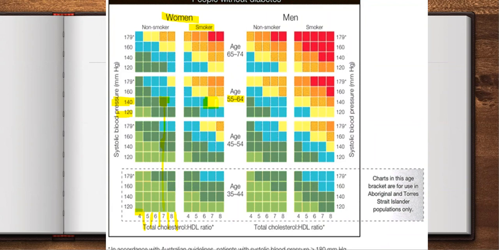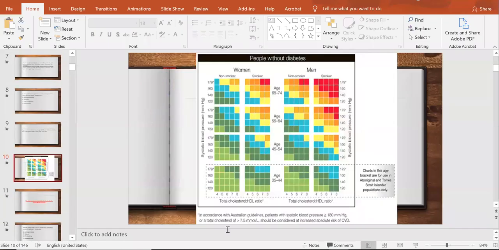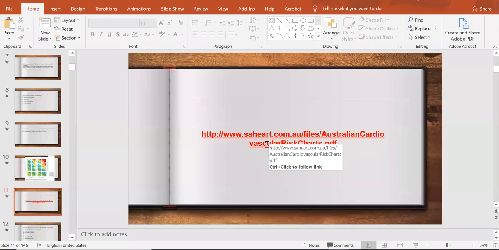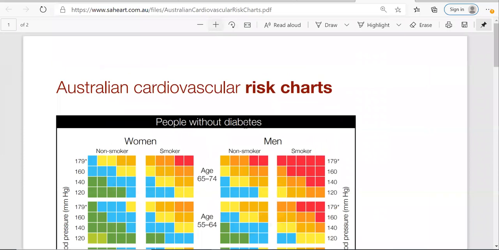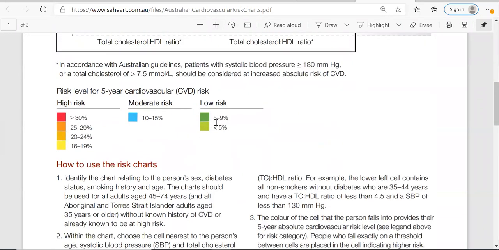Now, for all these colors in the exam, they will give you the percentage of risk in the 5-year prediction. So let's see what it will look like. If we go into this Australian guideline, you will see it's written very well here. This is how it will look. Our patient falls in this yellow box. So what will be the answer? 16 to 19%.